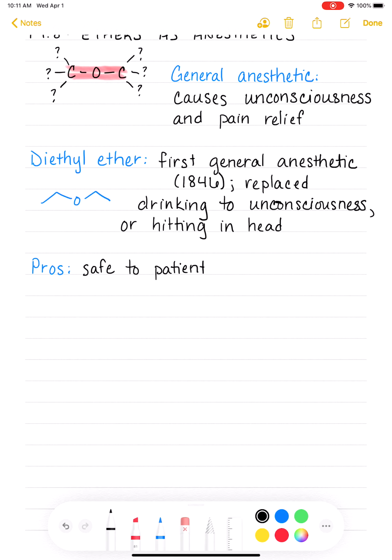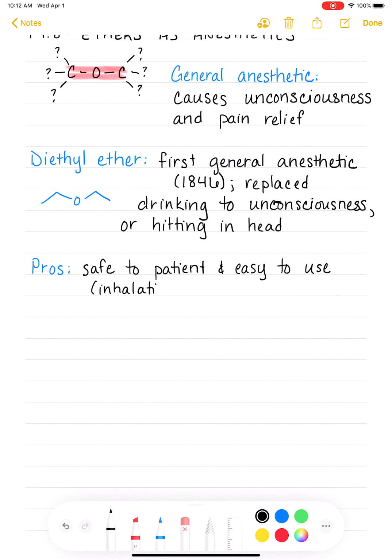There aren't a lot of negative side effects to inhalation of diethyl ether. And it's easy to use. It's easy to administer. Diethyl ether is a liquid at room temperature, but it's really volatile, which means it evaporates really fast. And so all that they would have to do is have the patient inhale the vapors of the diethyl ether as it was evaporating, and that was it.